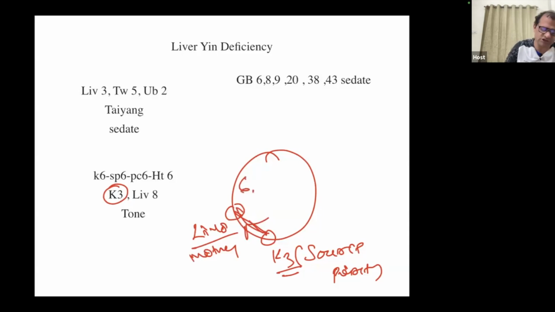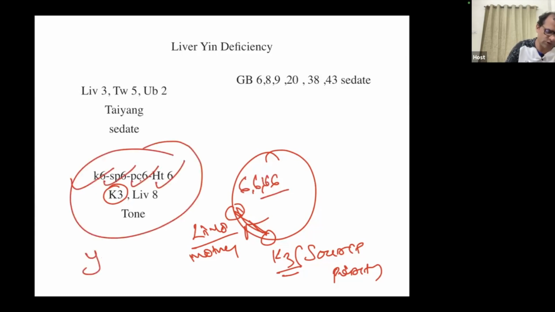and then we are using the 6666 formula. Kidney 6, spleen 6, pericardium 6, heart 6. Excellent formula to improve the yin deficiency. It is a very good formula for correcting yin deficiency.